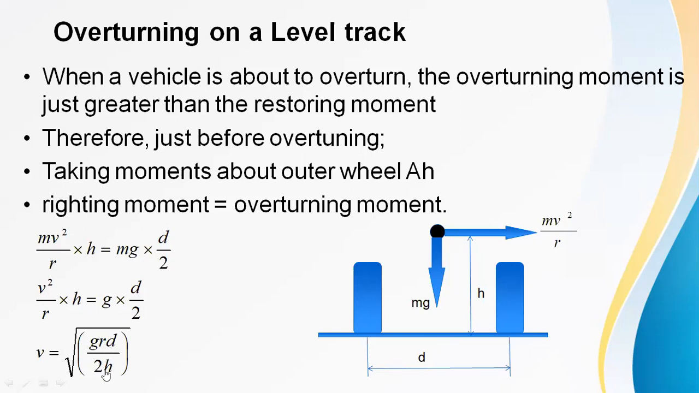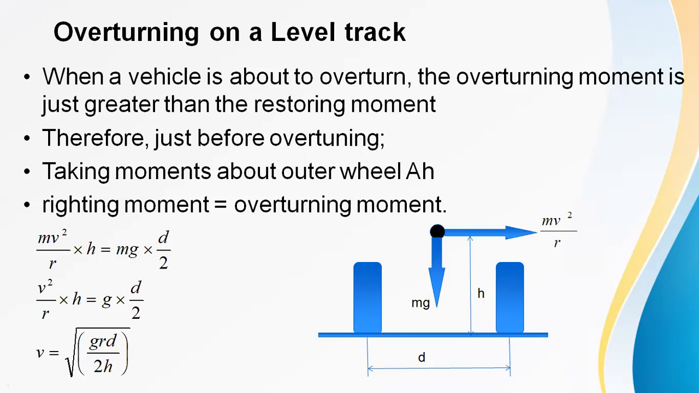v equals the square root of grd over 2h. h represents the height of the center of gravity above the ground, r the radius of the curve, meaning the radius from the center of the circular path along which this vehicle is moving. Then we also have d, like we said, the track width, meaning the distance between the two wheels in front or at the back. That gives us a complete formula.